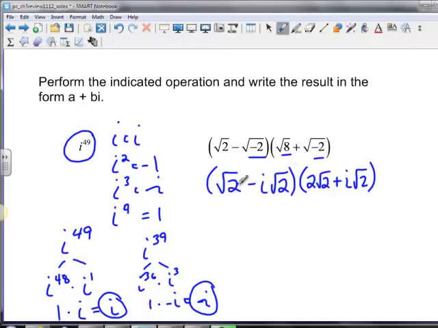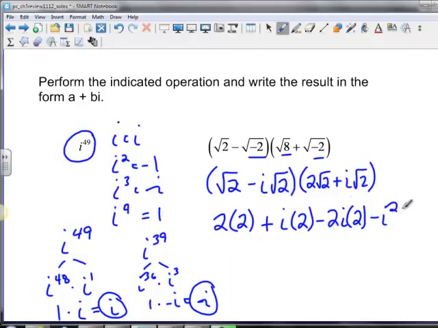Now we need to FOIL. So square root of 2 times 2 radical 2. Well, that's going to be 2, and it's actually going to be the square root of 4, which is also 2. All right? When I distribute to the next one, I'm going to get plus i times square root of 2 times the square root of 2, which is 2. In the bottom here, I'm going to get -2i, and then square root of 2 times the square root of 2, which is 2. And then the last one is going to be -i squared, and then square root of 2 times the square root of 2, which is 2. So that's what we get.